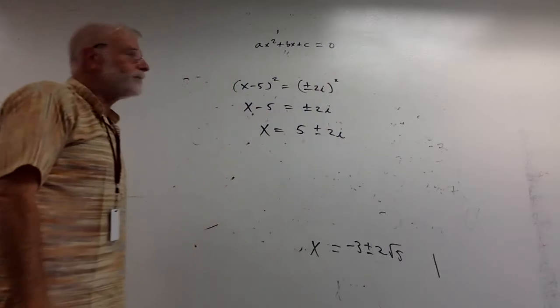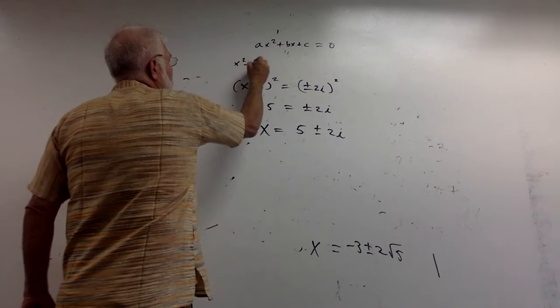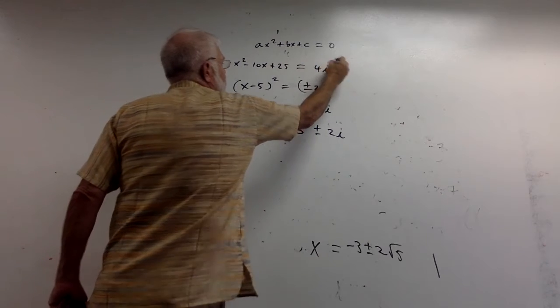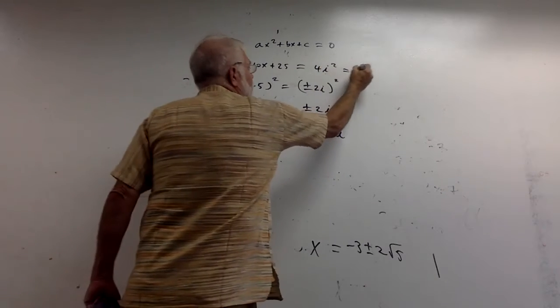Must have come from that. This is x squared minus 10x plus 25. And this is 4i squared, which is equal to -4.